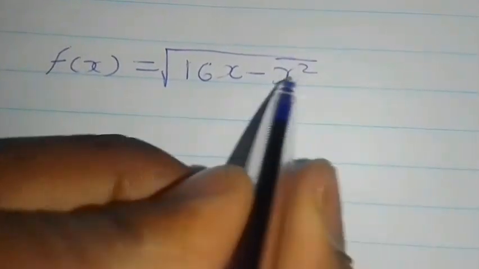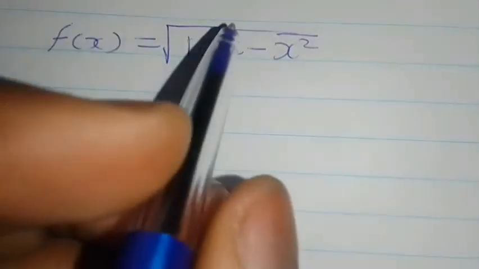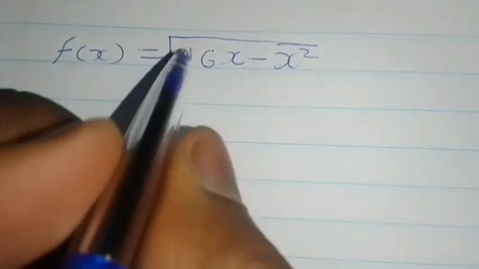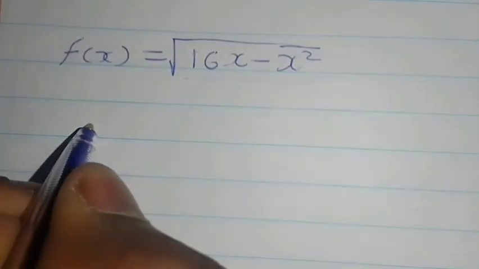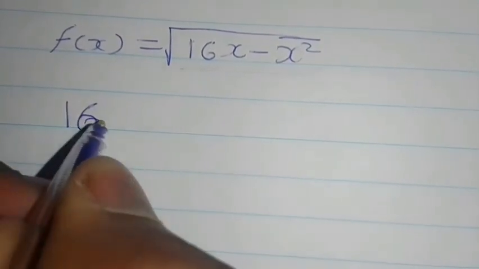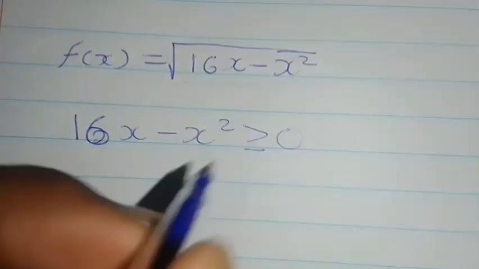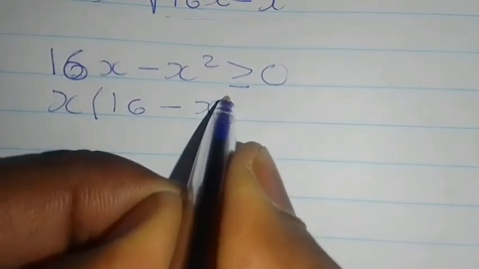Now we know from the first problem we just evaluated that the square root must be greater than or equal to 0. So the inside must be equal to or greater than 0. That means that 16x minus x squared can either be 0 or any number larger than 0. So then you just factorize this. You can factor out x, then you'll have x times (16 minus x).